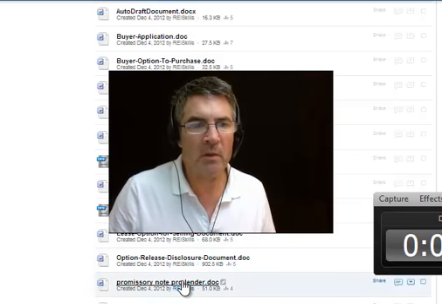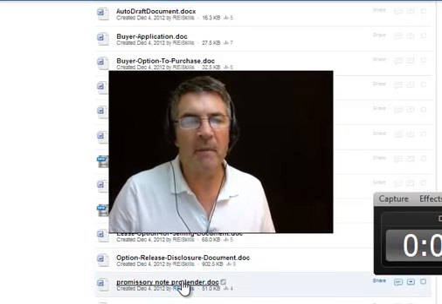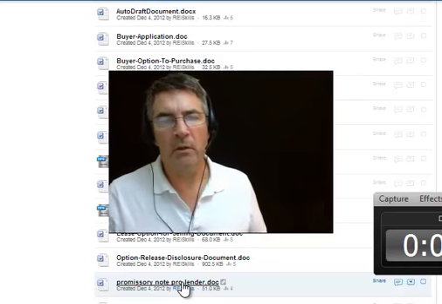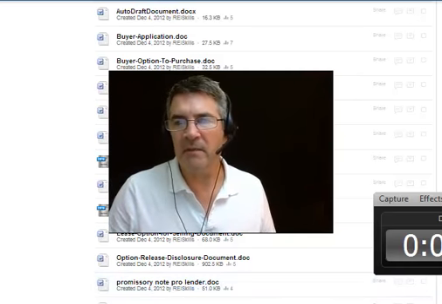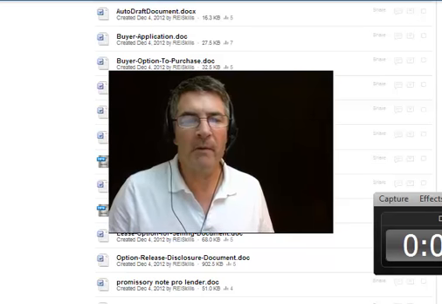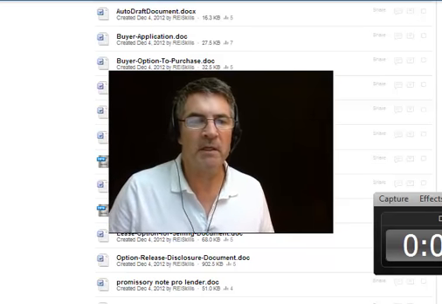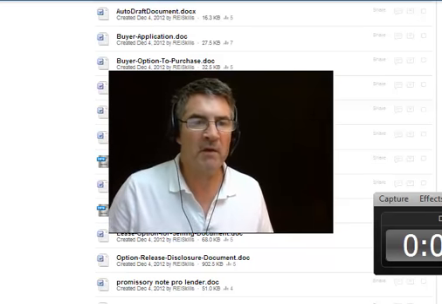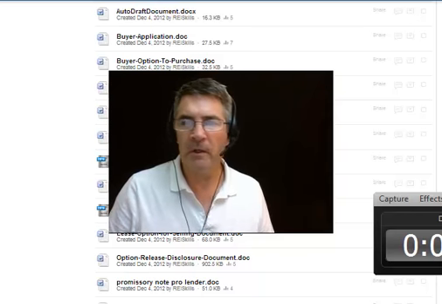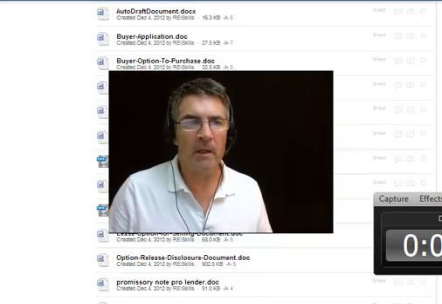And a promissory note in case we have to lend money. We're basically having the tenant buyer borrow some of the option money that's needed. If we need 5,000, and they have 3,000 down, we're going to write a note.